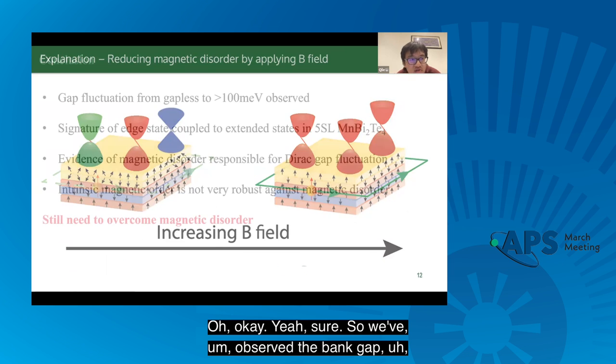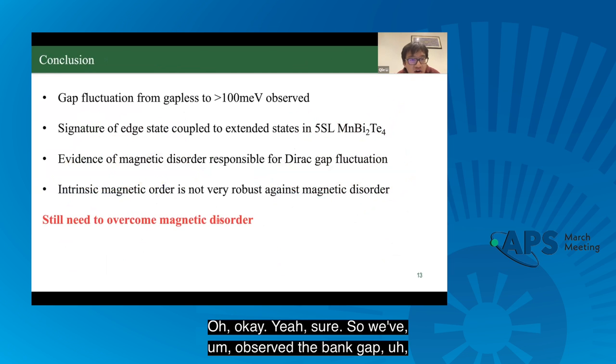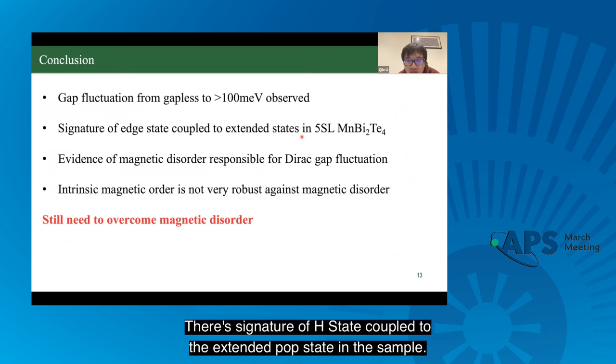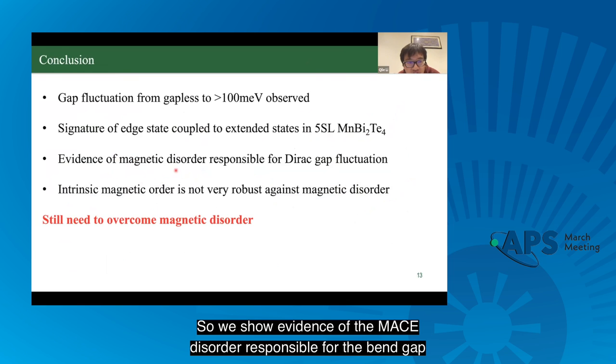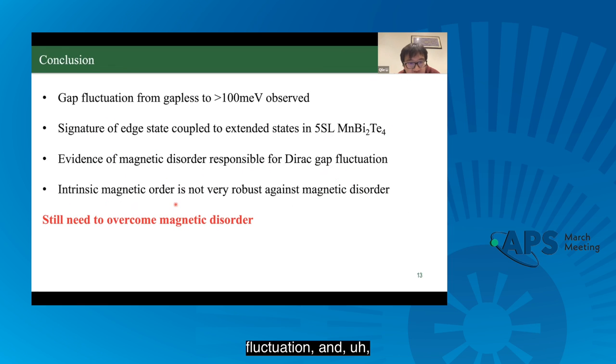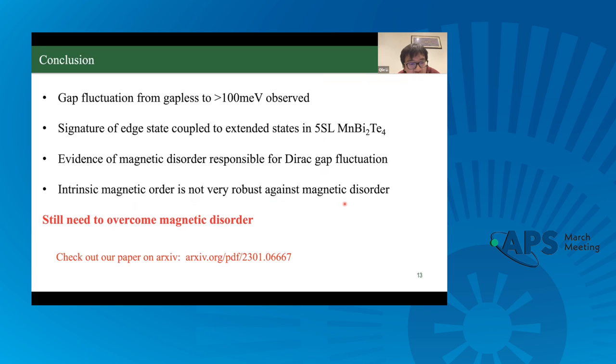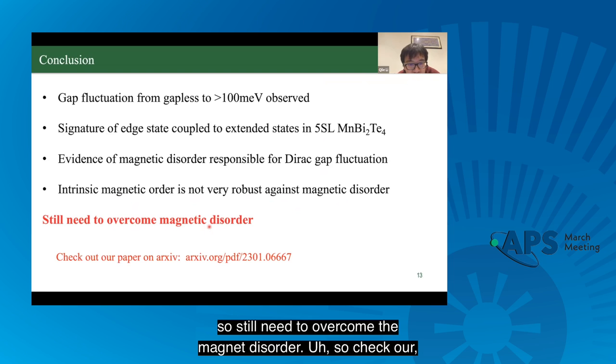Okay, yeah, sure. So we've observed band gap fluctuation from the band gap to 100 meV. There's a signature of edge state coupled to the extended bulk state in the sample. So we show evidence of the magnetic disorder responsible for the band gap fluctuation. And apparently this intrinsic magnetic order is not robust against the disorder, so we still need to overcome the magnetic disorder.